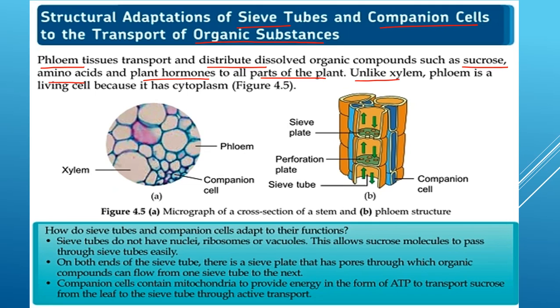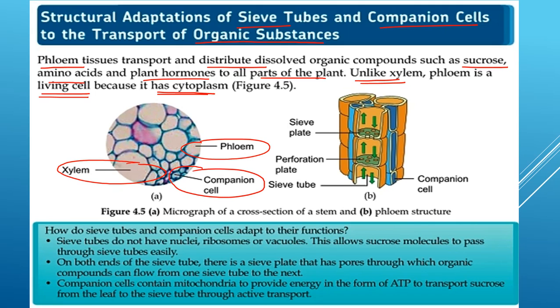So unlike xylem, phloem is a living cell because it has cytoplasm. So this is xylem. And then here is the phloem. This is the companion cell. So kalau kita lihat dia punya structure begini ya. This is the companion cell. And here we have sieve plate. And this is the sieve tube. Sieve tube di sini.